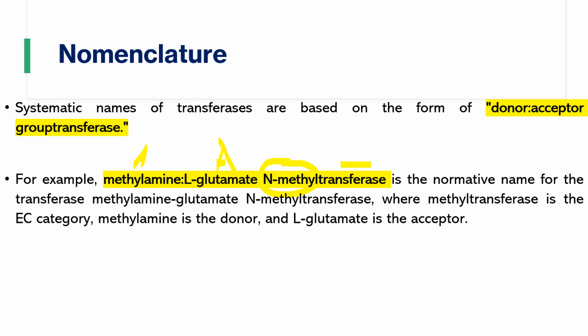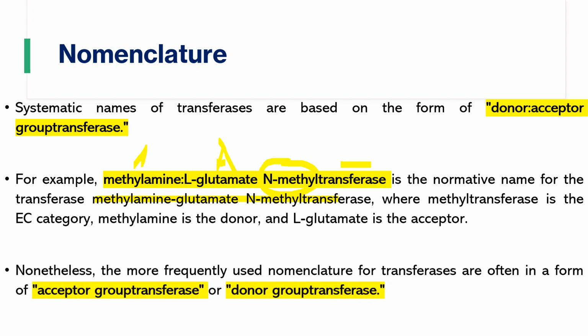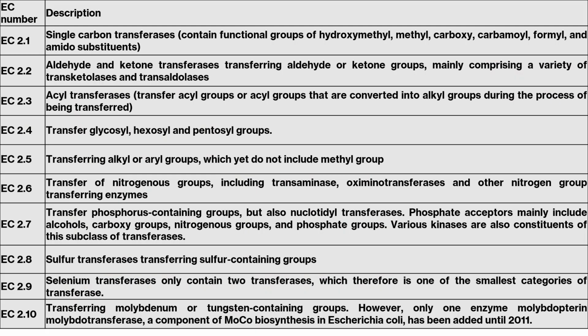So in this case, methyl transferase is the enzyme category, methylamine is the donor, and glutamate is the acceptor. Nonetheless, the more frequently used nomenclature of transferases is often in the forms acceptor group transferase or donor group transferase. So these are the two other types of nomenclature we have. This is one way, this is the second way, and this is the third way we put the names. These are the different subcategories of the transferase enzymes.